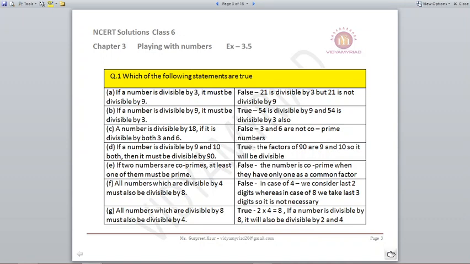Now when we see the divisibility rule of 4, we take the last two digits. But when we take the divisibility rule of 8, it takes the last 3 digits, and it is not necessary that a number divisible by 4 will be divisible by 8. All numbers which are divisible by 8 must also be divisible by 4. Yes, it's a true statement because 2 multiplied by 4 is 8, and if a number is divisible by 8, it will also be divisible by 2 and 4.